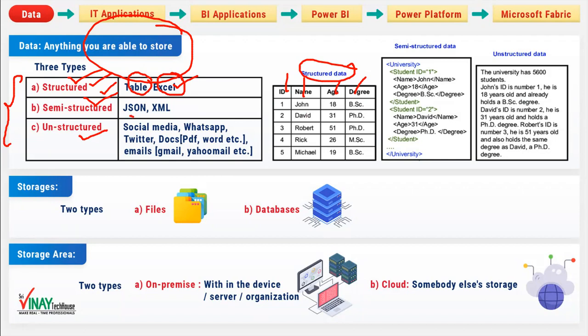Semi-structured: JSON file, XML file. These are special metadata files used for specific operations. And they look like this. So it is an XML file. University, student ID 1, name John, age 18, degree BSc. This is not fully structured like this. It is partially structured, so we call it semi-structured. And this is an XML file.